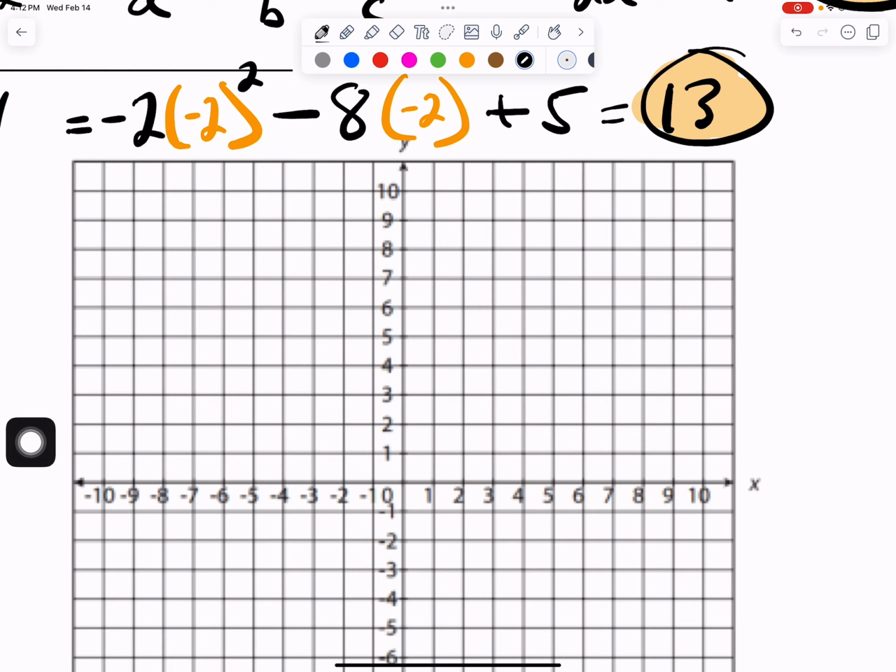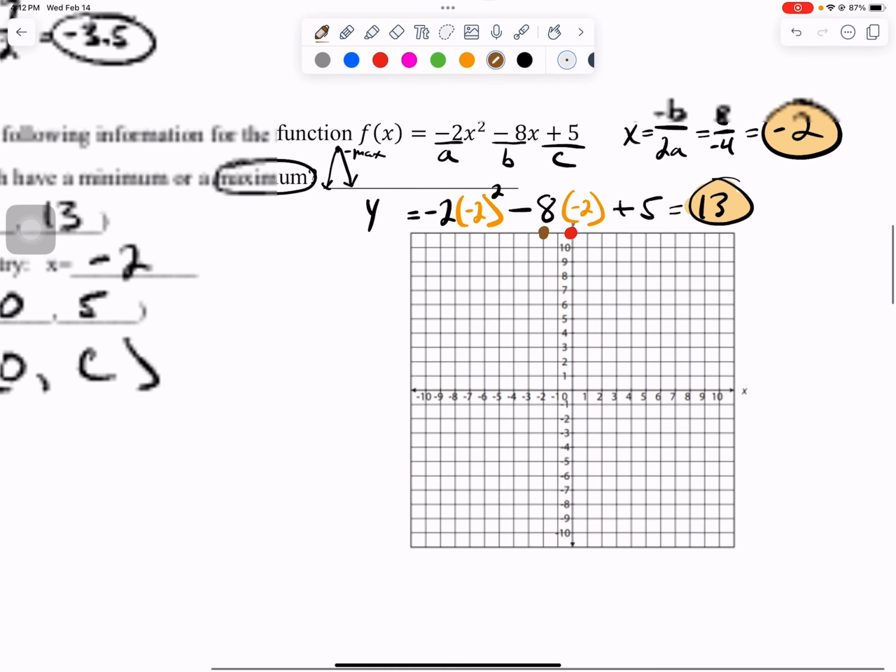We're off the screen. But what we're going to do is plot it right here and pretend that's our 13. Let me do that in red just so you guys can see it. We're going to pretend that is 13. We will go from negative 2 up to that 13. I'll plot this in brown. We're just imagining that's 13.